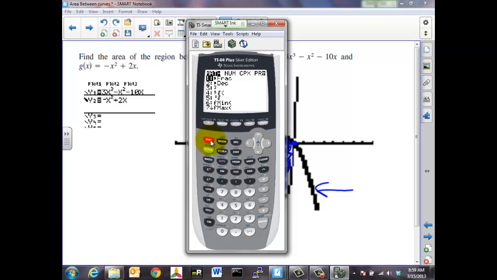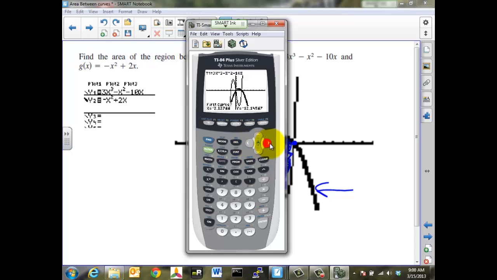Second, calculate. I want to find the intersection. Now, I want to find all 3 places. So remember, you need to be close to the place that you're trying to find.